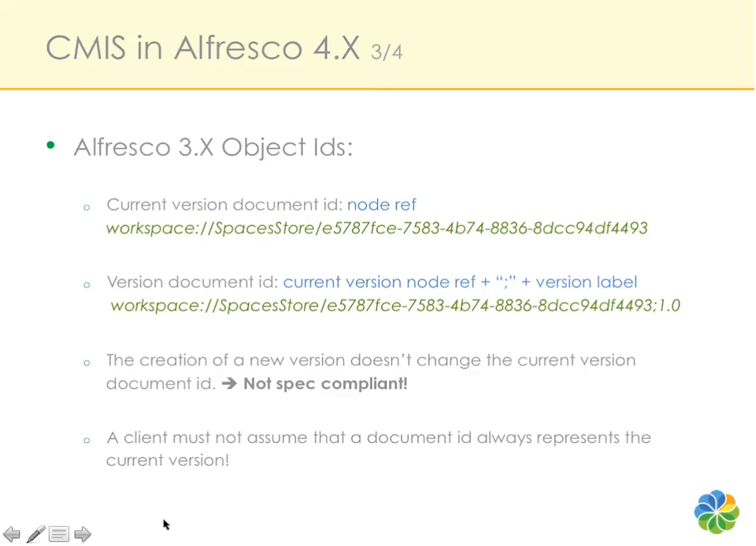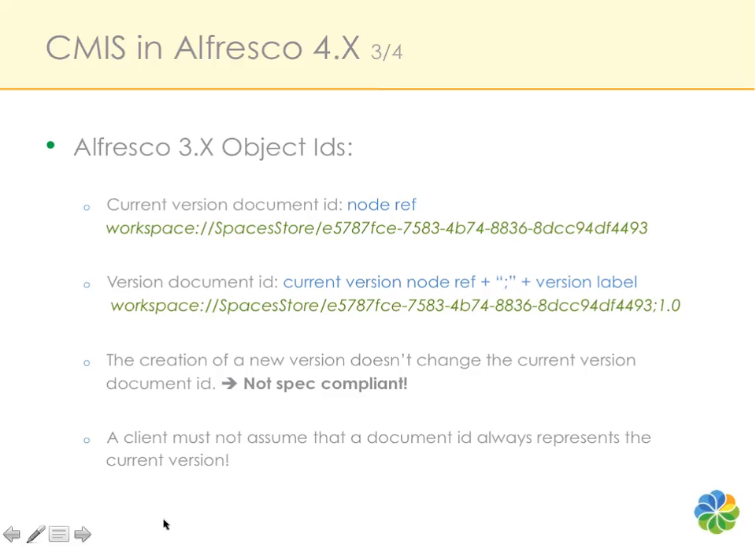The current CMIS object IDs in Alfresco 3 look like this. So the current version is the node ref, and the versions are the node ref plus a semicolon and the version label. So why is this a problem?